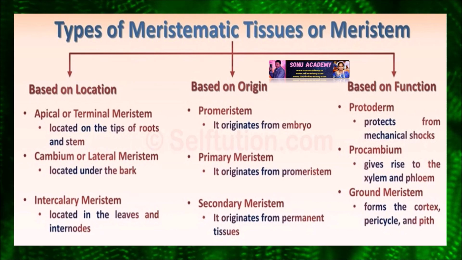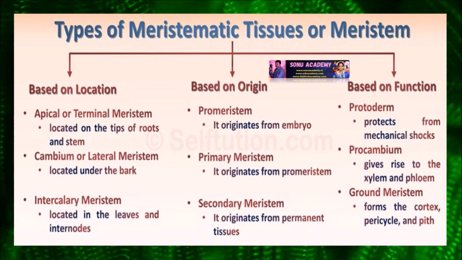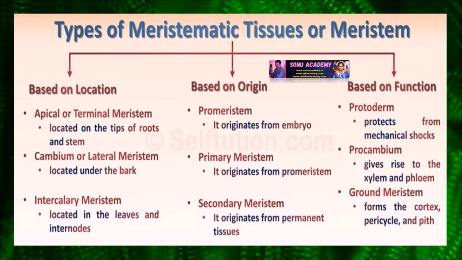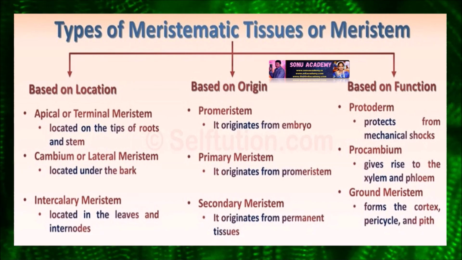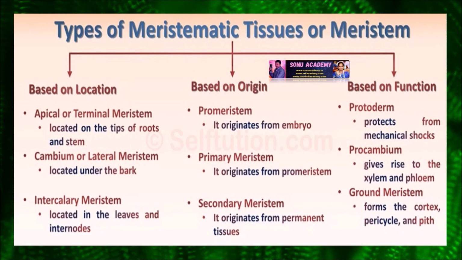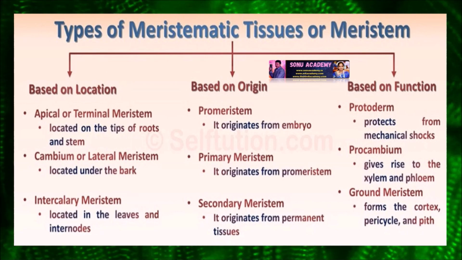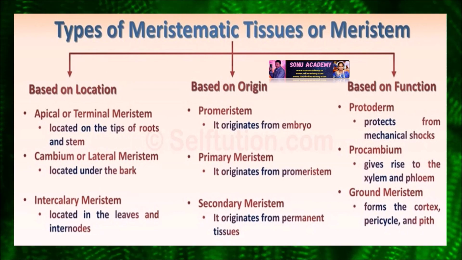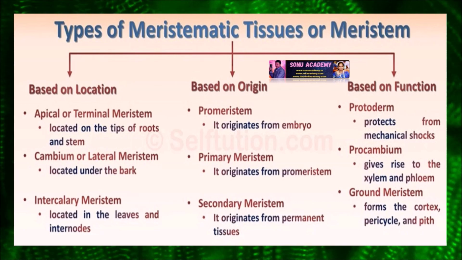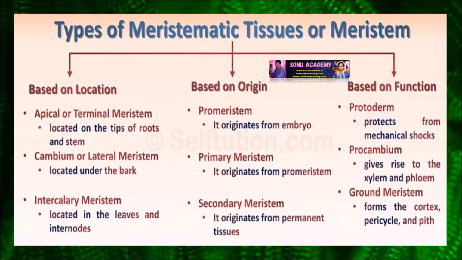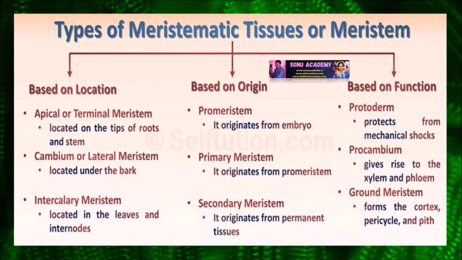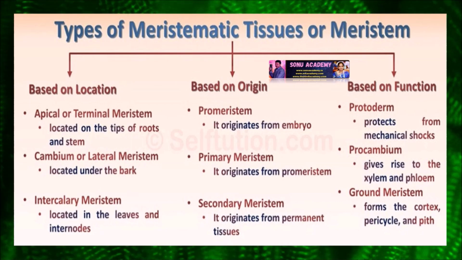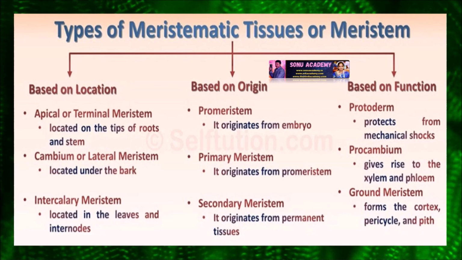Now let us discuss the types of meristematic tissues or meristem. The meristematic tissue is divided into three types. The first one is based on location, the second one is based on origin, and the third one is based on function. Based on location, they are apical or terminal meristem located on tips of roots and stem. Second is cambium or lateral meristem, located under the bark. Third is intercalary meristem, located in the leaves and internodes.